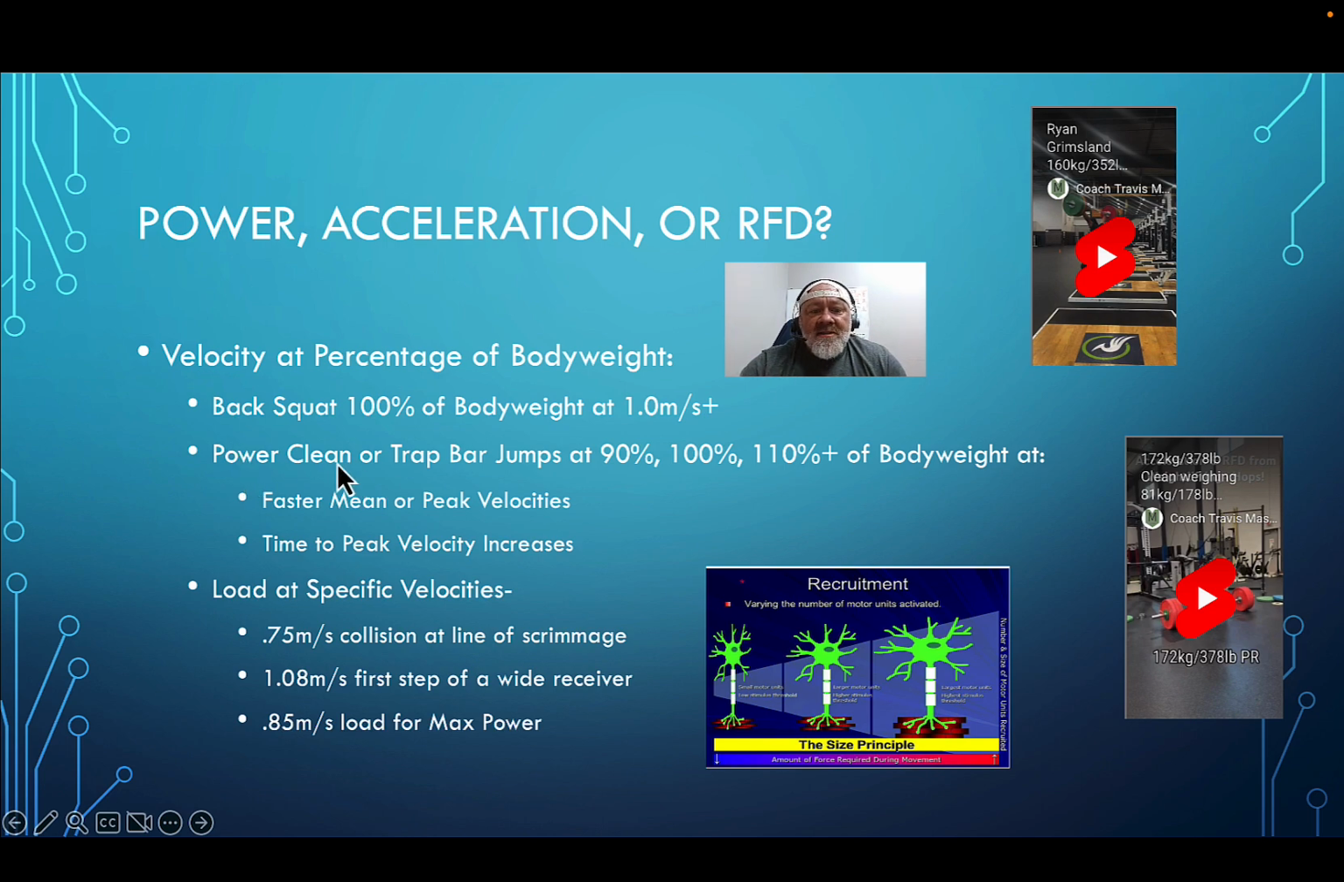Now, a power clean is something we've used specifically, using a power clean or a trap bar jump at 90%, 100%, and 110% of body weight. And so, we're trying to get faster mean or peak velocities at each of those. And then also looking at time to peak velocity.